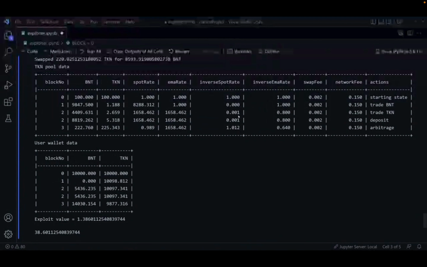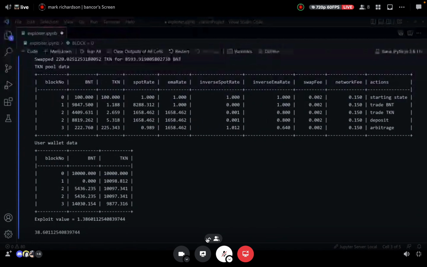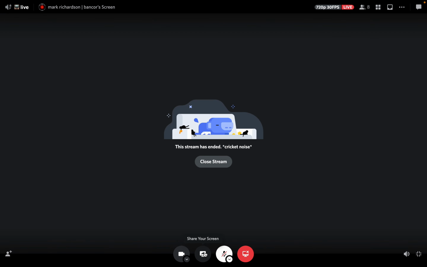a little bit. And so what we're going to do today is have a look at performing some of these trades in the simulator. So starting a pool with a small amount of tokens, performing an enormous trade in one direction, and then having a look at what the spot rate, EMA rate, inverse spot rate, and inverse EMA rates do as the protocol updates over time. So I'm going to stop sharing my screen. I'm going to hand it over to Mike to demonstrate that.